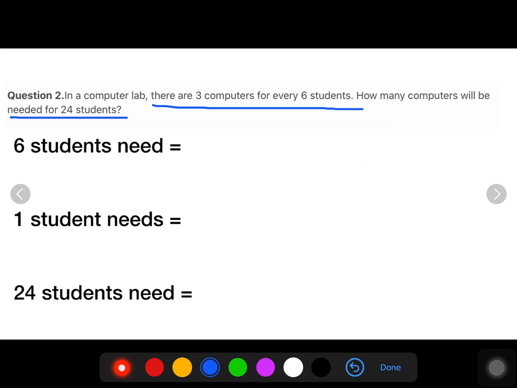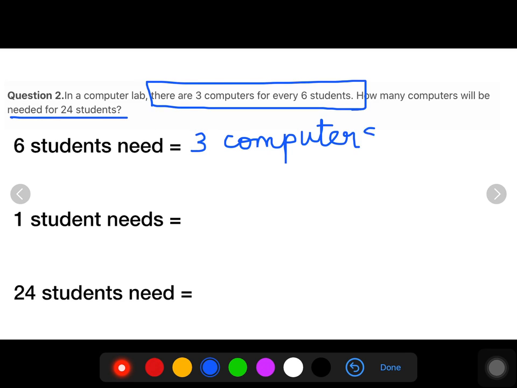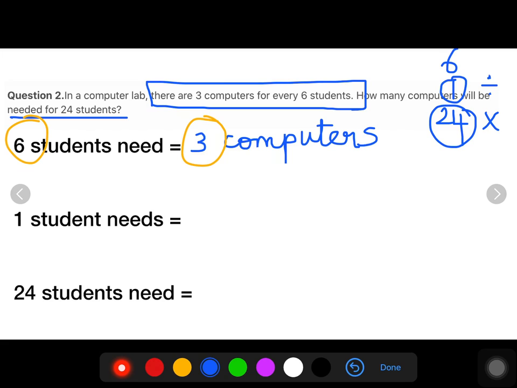Please write down the statements like this. 6 students need how many computers? Read the question: 6 students need 3 computers. So, 6 students require 3 computers. As I have already told you, unitary method means from 6 you first find the value for 1 and then you find 24. For 1 unit you divide, and for a higher unit from 1 you multiply. So 1 student needs RHS divided by LHS, which is 3 divided by 6 computer.